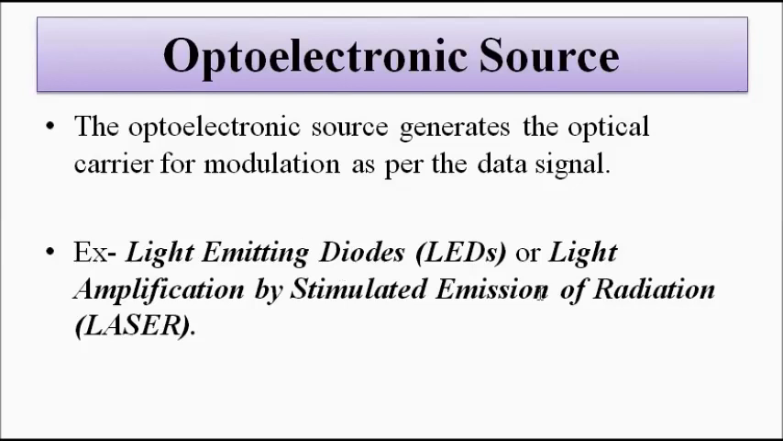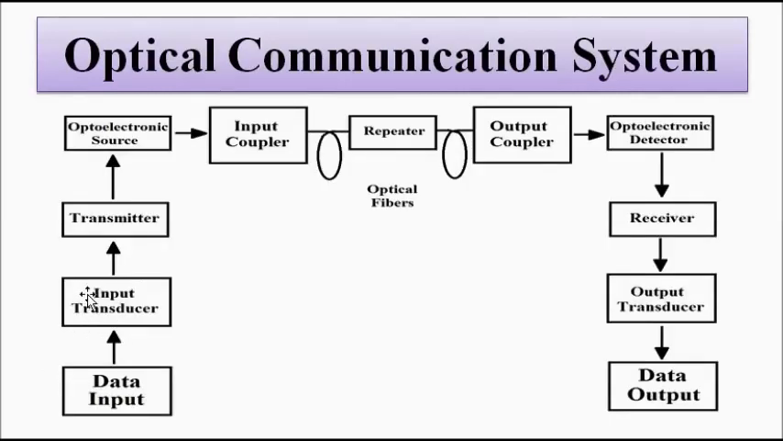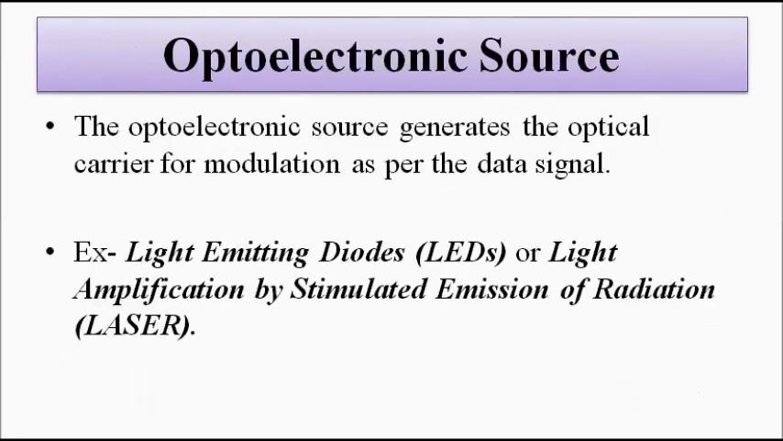So these two topics, light emitting diodes and laser, are so vast because they form a separate section, optoelectronic sources. Like I said, each of these blocks, the transducer, the transmitter, optoelectronic source, coupler, optical fibers, repeaters, photodetectors or the optoelectronic detectors, are separate sections in this subject. So they are very vast in themselves. We were at the optoelectronic source.